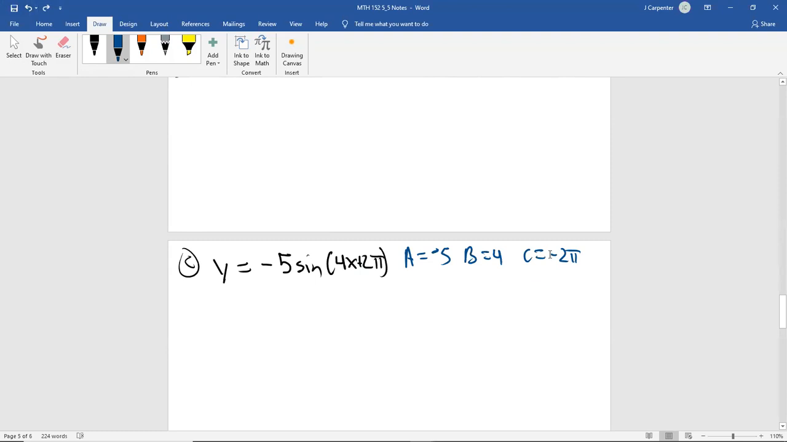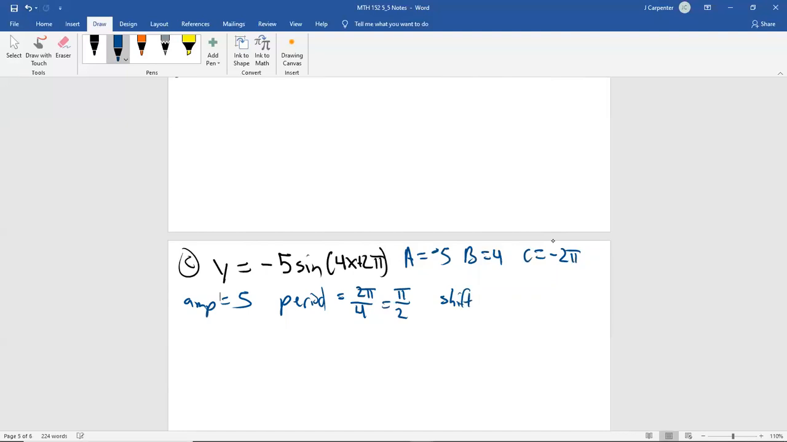So if you wrote that as a positive, I'm not going to care as long as your graph is ultimately correct, but it might mess you up there. All right, our amplitude is then +5 because you got to do the absolute value. The period is 2 pi over b, so that's 2 pi divided by 4, which is pi over 2.